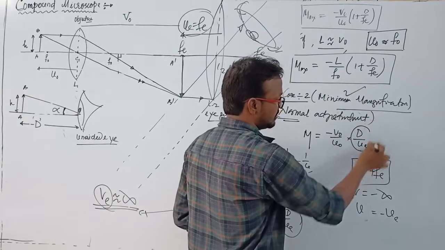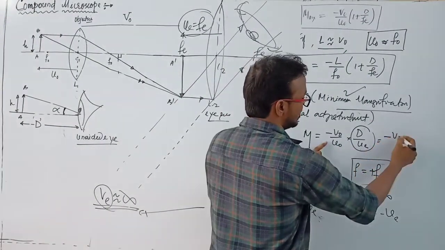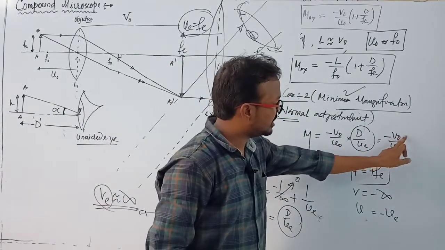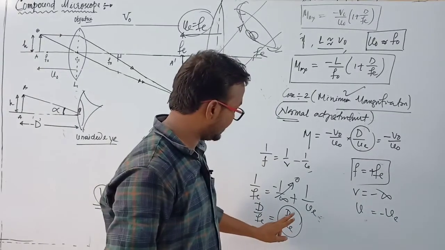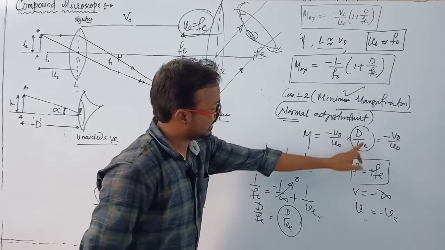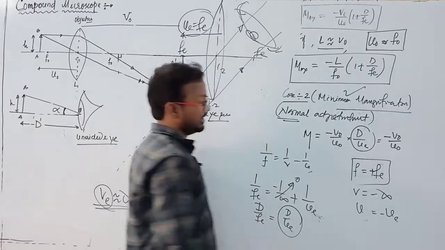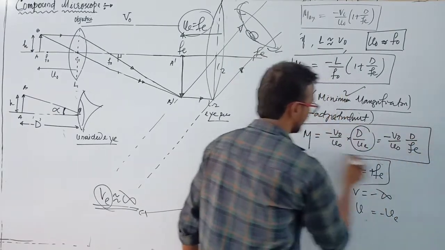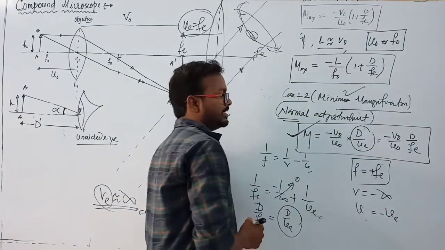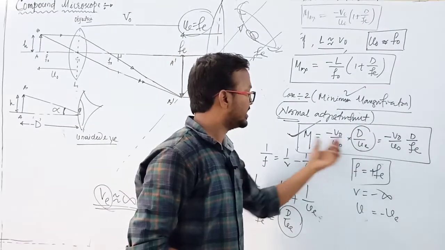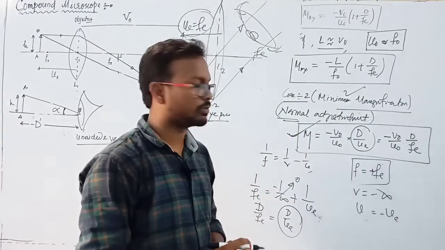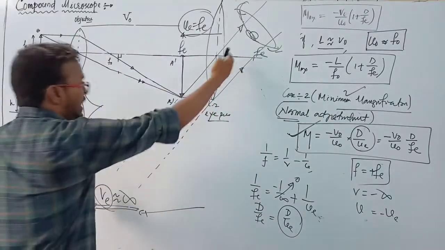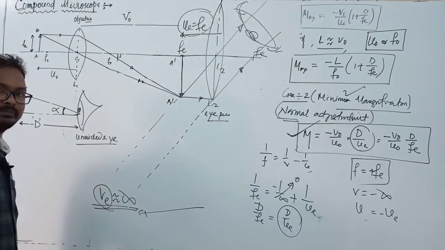So the term D by UE can be written as D by FE, and M equal to minus V naught by U naught into D by FE. Clear? This is the minimum magnification in case of a compound microscope, or this is the form of normal adjustment. For normal adjustment, this is the ray diagram, and here we get the image at infinite distance.